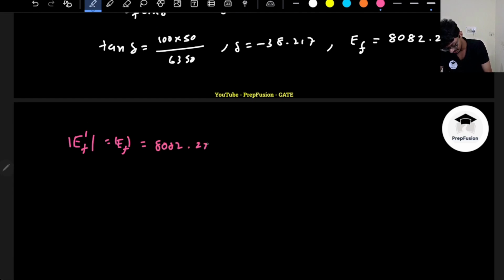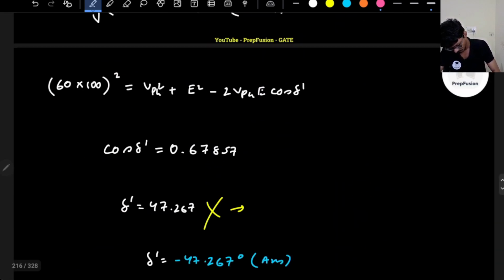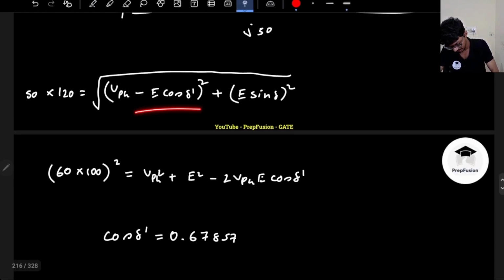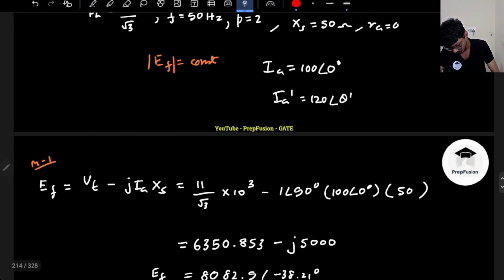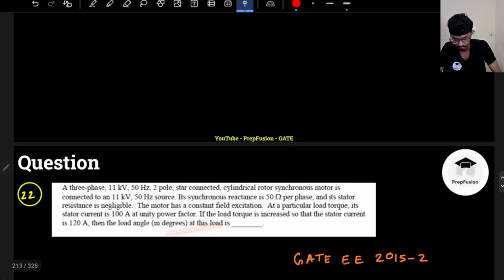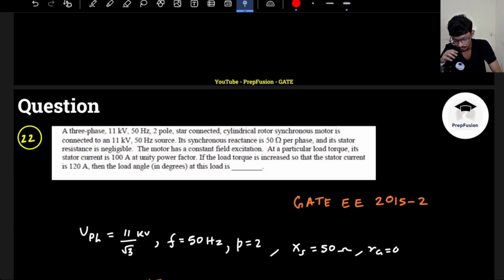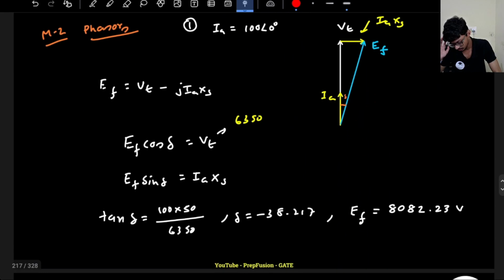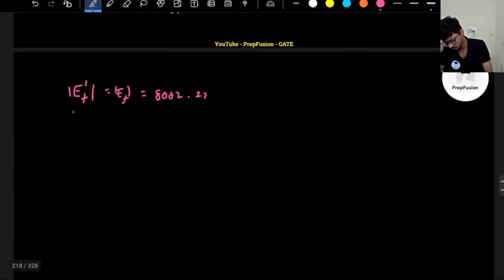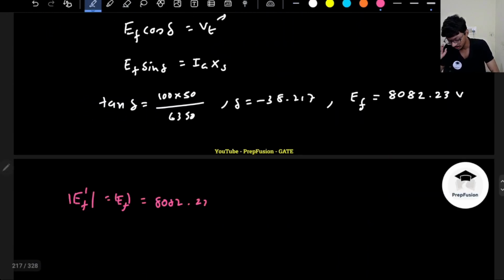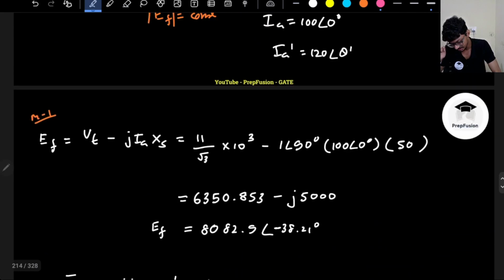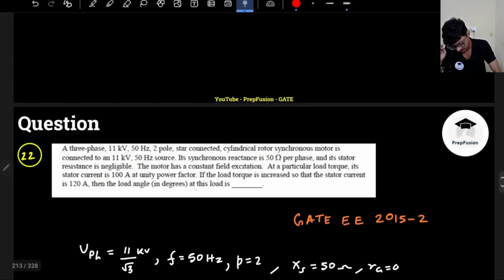But let me draw the phasor in the next case. In the next case they have not mentioned the direction of theta. I don't know whether it is lagging or leading, because in the next case they are telling torque has increased, but whether the current will be lagging or leading, I don't know. So let me assume anything. One thing, they are telling that they are increasing the torque.